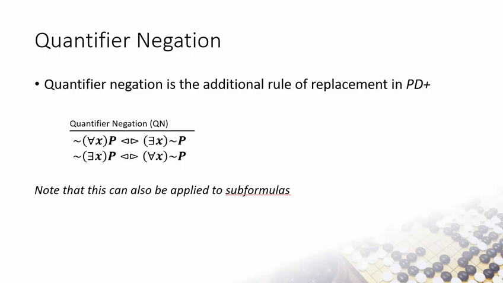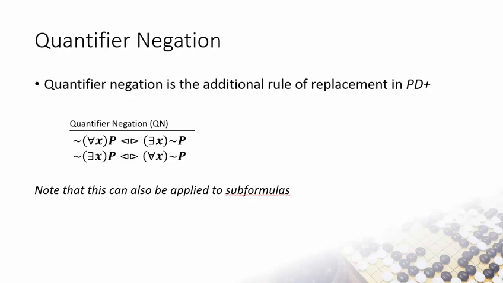So what this means is, if I know that it's not the case that all x's make p true, then that means there has to be at least one x that makes p false. So that's all that says, essentially. If I know that it's not the case for all x p, then I also know that there exists some x such that not p. And the other rule is just the opposite.